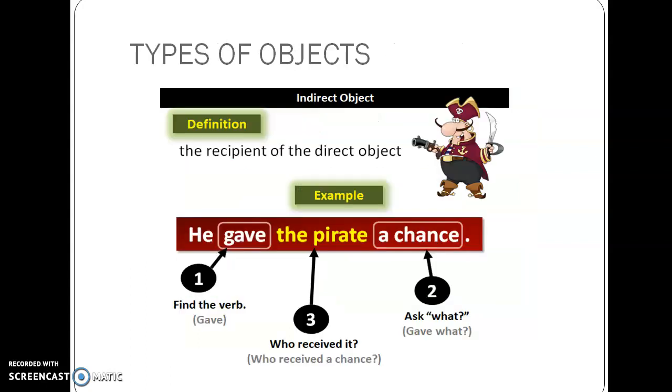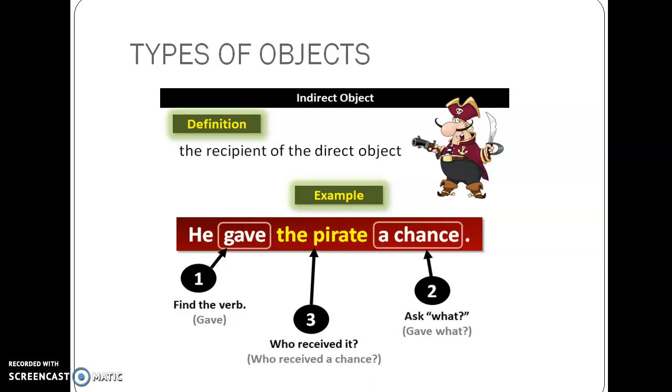Now there are two types of objects. You have done this in the previous videos as well. There are two types of objects, a direct object and an indirect object. Now read an example below. He gave the pirate a chance. Who is doing an action here? He. He is the subject. What is the action? Gave. Gave is the verb. What did he give? He gave a chance. So chance is at the receiving end. Chance is the direct object. And the chance was given to whom? It was given to the pirate. So the pirate is the indirect object.